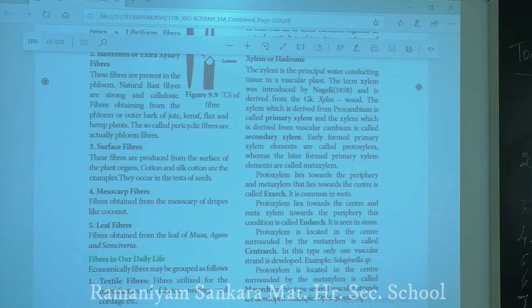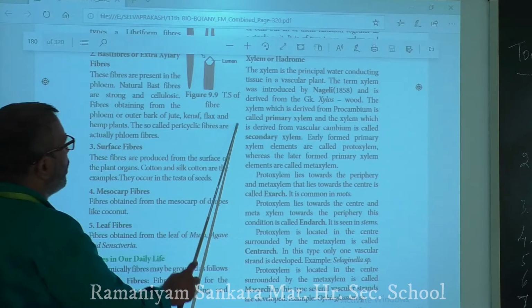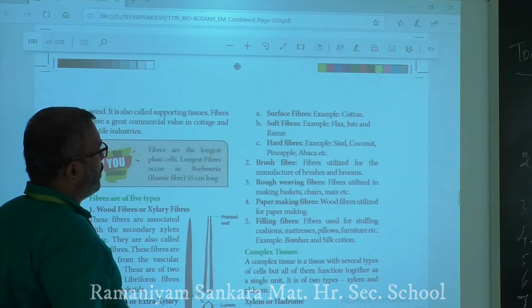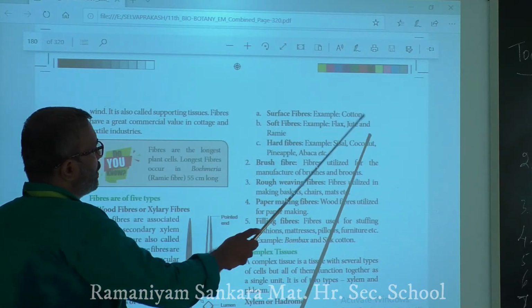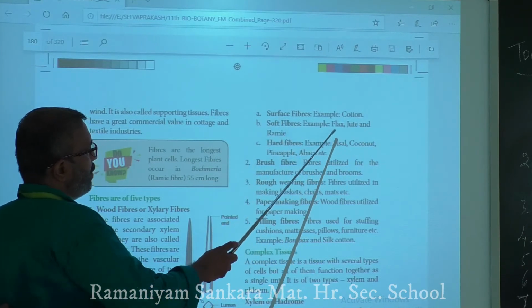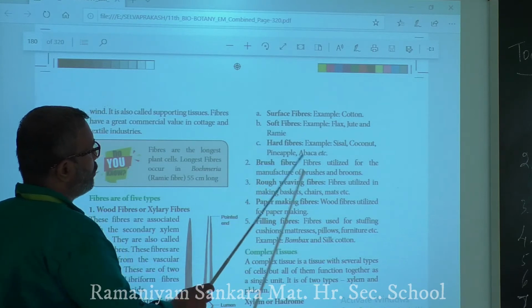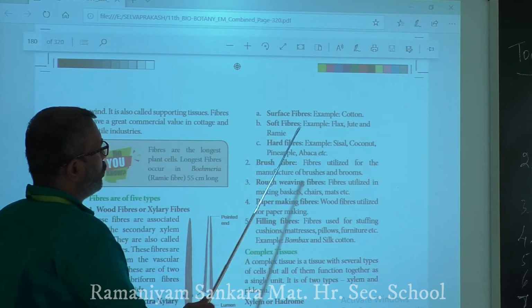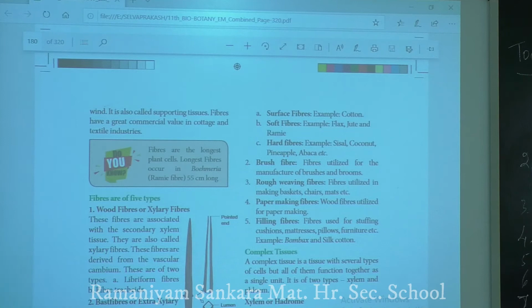Textile fibers: fibers utilized for the manufacture of fabrics, netting and cordage etc. Next one, surface fibers, example cotton. Soft fibers, example flax, jute and ramie. Hard fibers, example sisal, coir, pineapple, pita, etc.